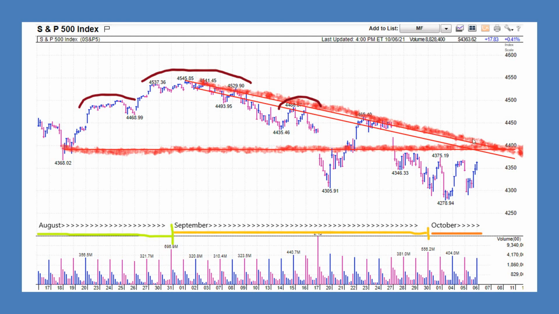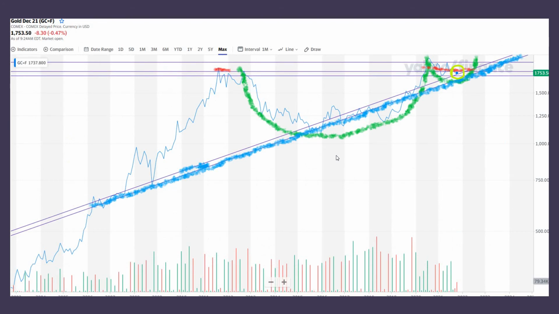Again, these are just indicators. This is not the law. This is not a rule. This is just long-term support and resistance lines. This resistance line goes back to August. Again, this is a pretty short-term chart. Now I want to go over gold.